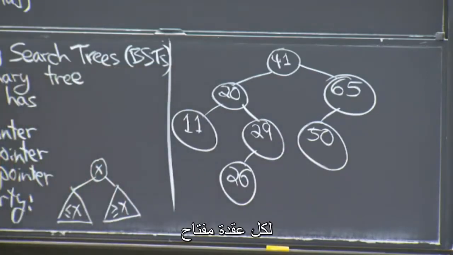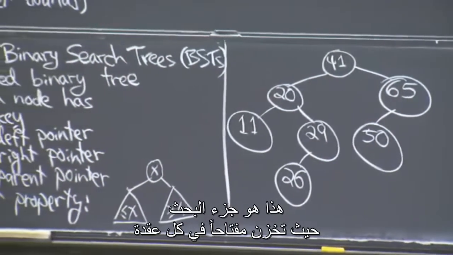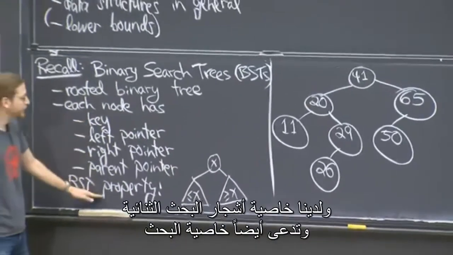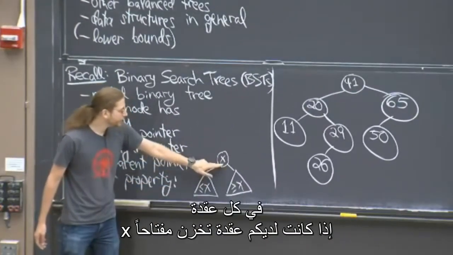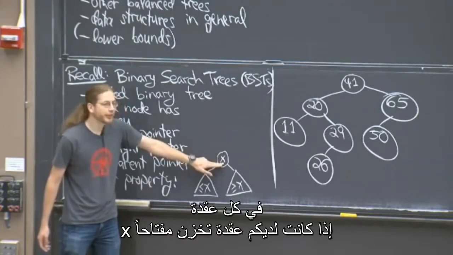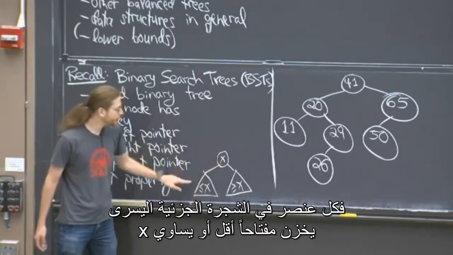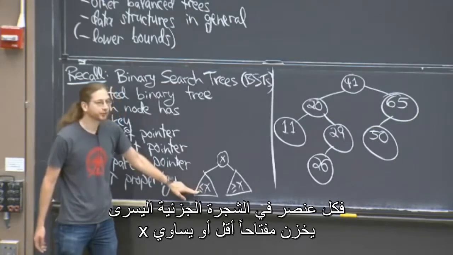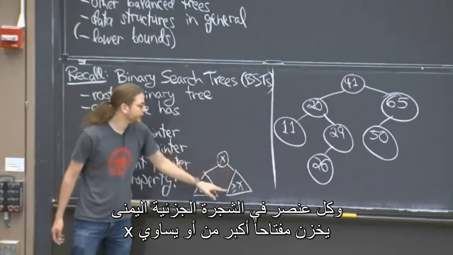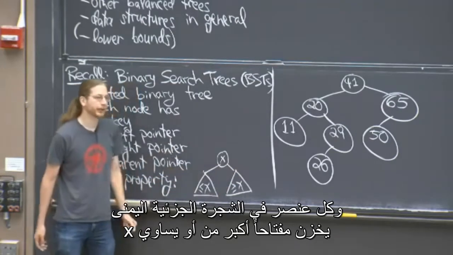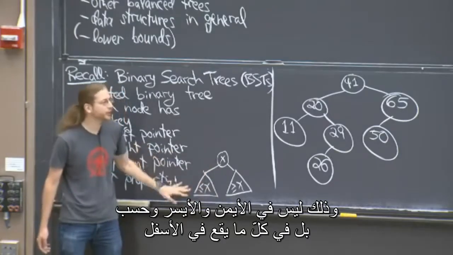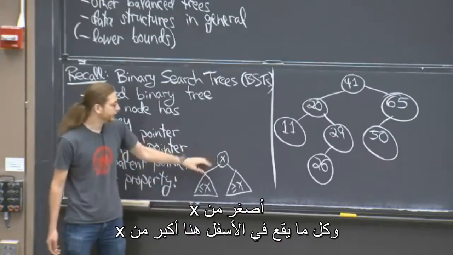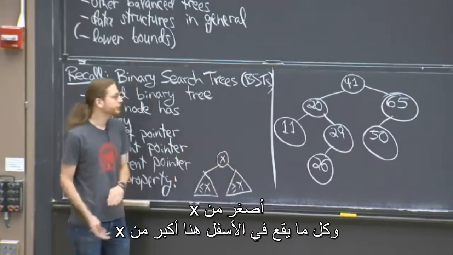Every node has a key. This is the search part. You store a key in every node, and you have this BST property, also called the search property: if you have a node that stores key X, everybody in the left subtree stores a key that's less than or equal to X, and everyone in the right subtree stores a key that's greater than or equal to X. So not just the left and right children, but every descendant way down there is smaller than X, and every descendant way down there is greater than X.